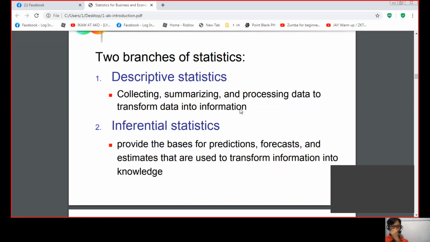So these are the two branches, descriptive and inferential. Okay, so meaning in descriptive, you collect data, you process data, and you transform data into information. Now, in this descriptive statistics, this is for population, meaning dapat lahat. Now, for inferential, only a sample of the whole population. Provides the basis for predictions, forecasts, and estimates. Okay, we'll talk about that.